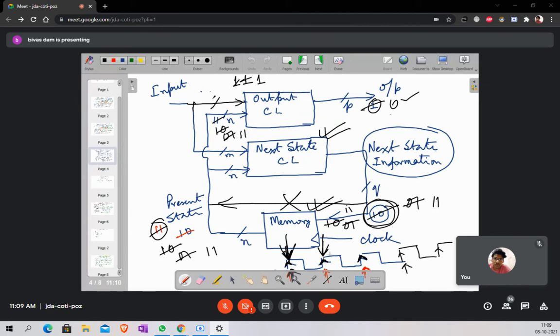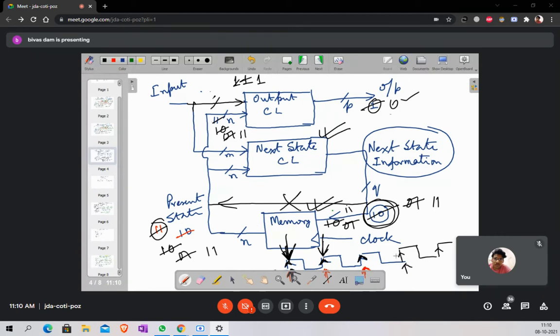At any time instant, the next state information is generated by the next state formation logic, and that is residing at the memory input. It will not propagate to the memory output. It will wait for the next time tick. When the next time tick comes, this input gets translated as the present state, that is nothing but the output of the memory block.